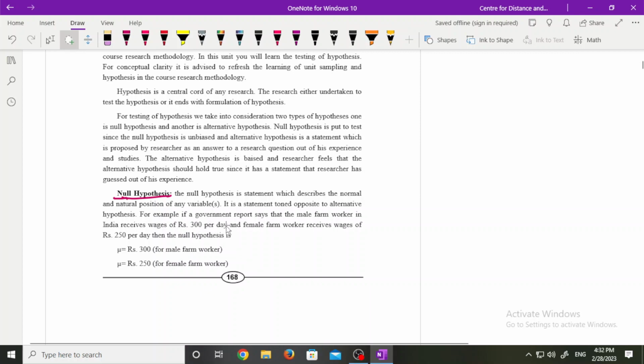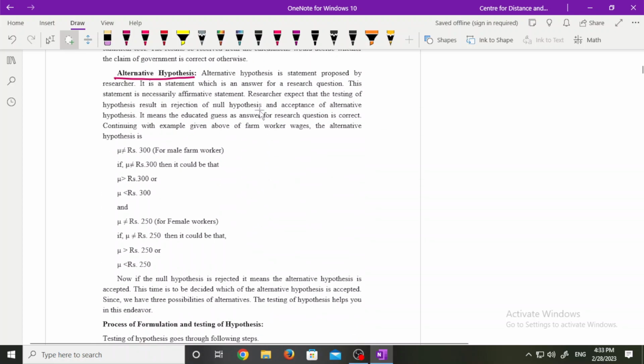is given. If a government report says that the male farm worker in India receives wages of rupees 300 per day and female farm worker receives wages of rupees 250 per day, then the null hypothesis is mu is equal to rupees 300 for male farm worker, and for female farm worker mu is equal to rupees 250. This is our null hypothesis. Okay?